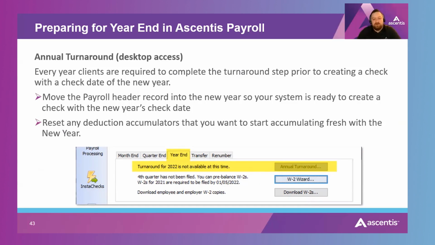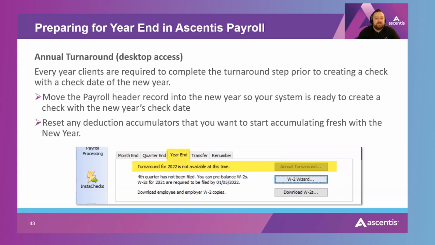Every year, clients are required to complete the annual turnaround step prior to creating a check with the check date in the new year. This step is only accessible in the Payroll app and desktop application. Two primary things are accomplished with turnaround. One is to move the payroll header record into the new year so your system is ready to calculate a check with the new year date.